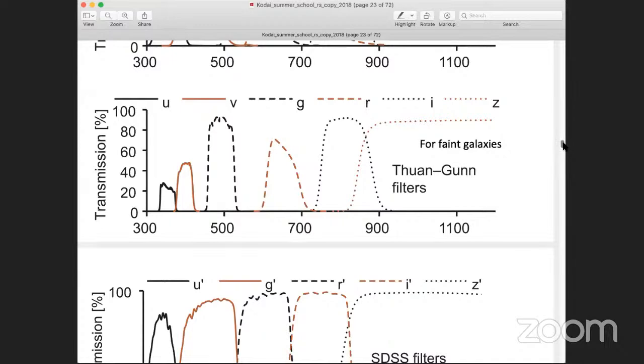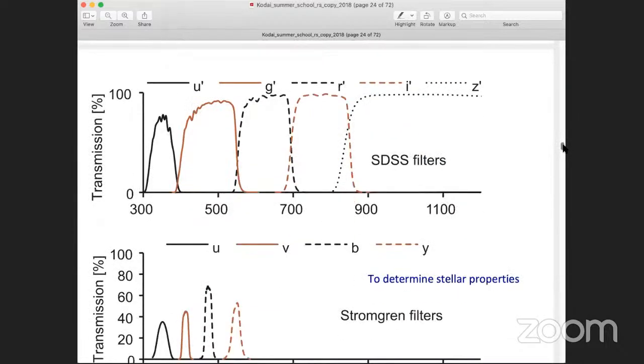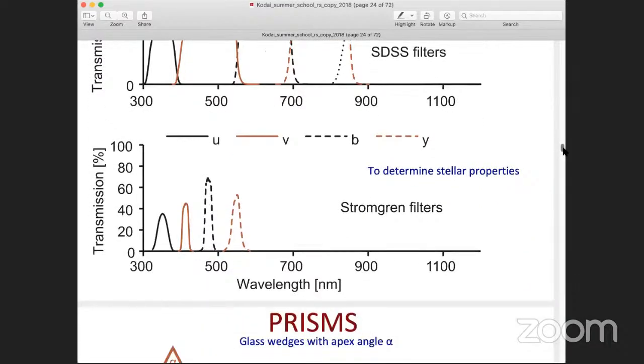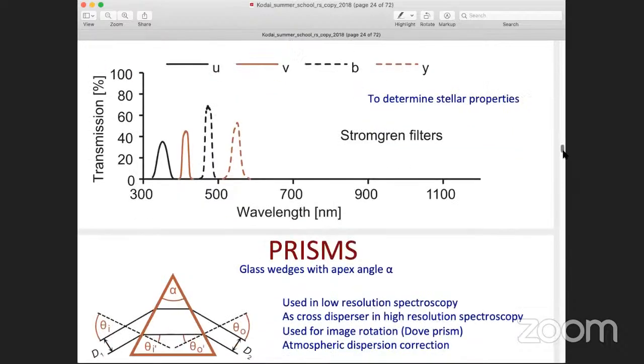And this is another set of filters, the Sloan Digital Sky Survey. They have a different kind of filter system where you can express this. And we have a Strömgren filter. So there are different kinds of filter systems used basically to measure the stellar properties of stars.